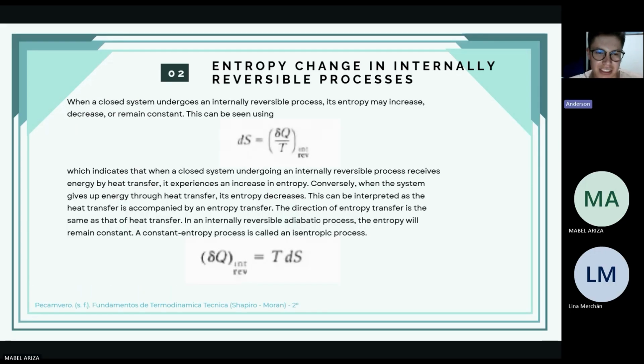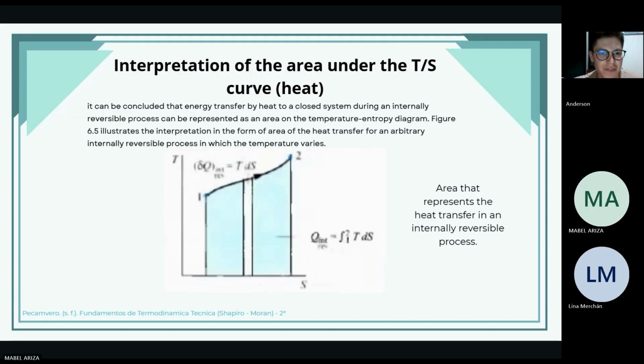Entropy change in an internally reversible process. When a closed system undergoes an internally reversible process, its entropy might increase, decrease, or remain constant. This can be seen using the entropy balance, which indicates that when a closed system undergoing an internally reversible process receives energy via heat transfer, it experiences an increase in entropy. Conversely, when the system gives up energy from heat transfer, its entropy decreases. This can be interpreted as heat transfer being accompanied by an entropy transfer. The direction of entropy transfer is the same as that of heat transfer. In an internally reversible adiabatic process, the entropy will remain constant. A constant entropy process is called an isentropic process.